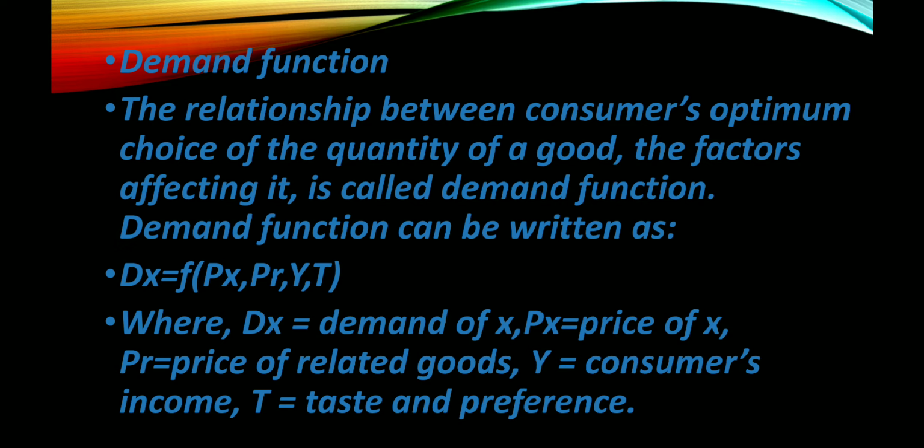Demand function. The relationship between consumer's optimum choice of the quantity of a good and the factors affecting it is called demand function. Demand function can be written as Dx = f(Px, Pr, Y, T), where Dx is the demand of a particular commodity x, Px is the price of that commodity, Pr is the price of related goods, Y is the consumer's income, and T is taste and preference of the consumer.